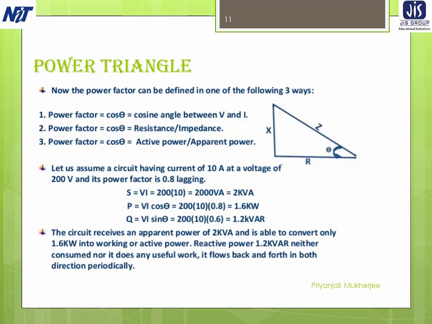So the circuit receives an apparent power of 2 kilovolt ampere, and it is able to convert only 1.6 kilowatt into active power form. The reactive power, that is 1.2 kVAr, is neither consumed nor does it do any useful work. It flows back and forth in both directions periodically. So this is the concept of the power triangle and the concept of active, reactive and apparent power.